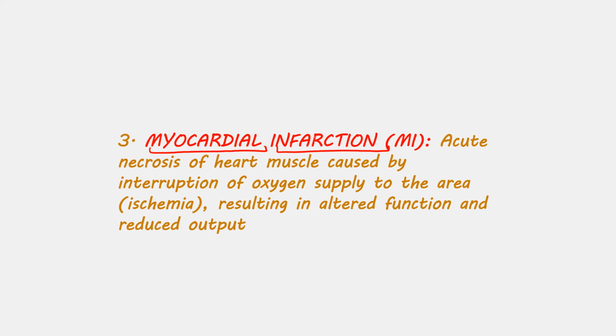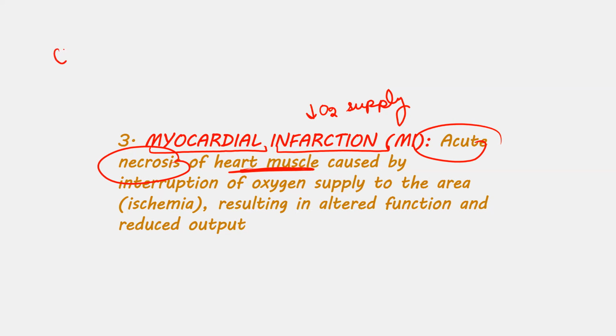Infarction means that there will be a decrease in the oxygen supply to the tissues, which will lead to ischemia. So, acute necrosis of heart muscle caused by interruption of oxygen supply to the area, resulting in altered function and reduced output. When there is acute necrosis in the heart muscle, oxygen is not able to go into the tissue, and due to that, the tissue will have color change and will be necrotized.